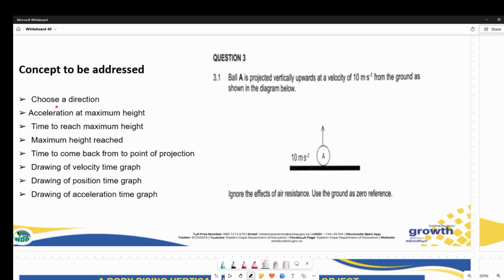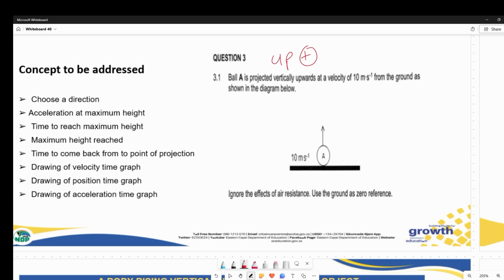And in this case, remember, everything that is going up will go down. That means we are going to have two directions in this case, so we must be careful to check the direction for that particular position you'll be referring to. Now that our initial motion is upwards, let's take up as positive. So everything that is going down is going to be negative.